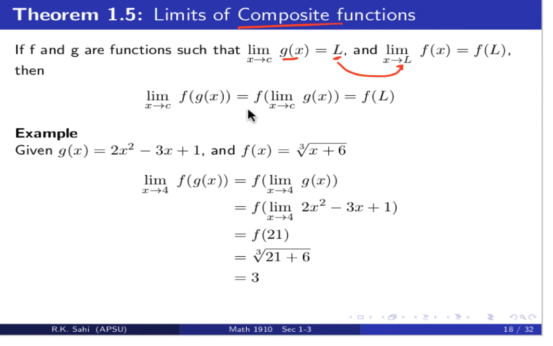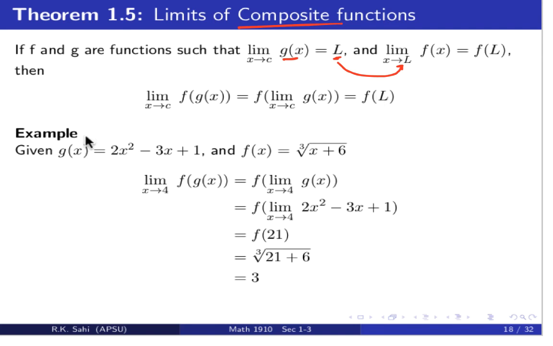So this is the function f of g of x. The output of g becomes the input to f. So the limit as x approaches c of a composite function is basically you take the limit inside. So f of the limit as x approaches c of g(x) is f of L. Okay, so let's look at an example.